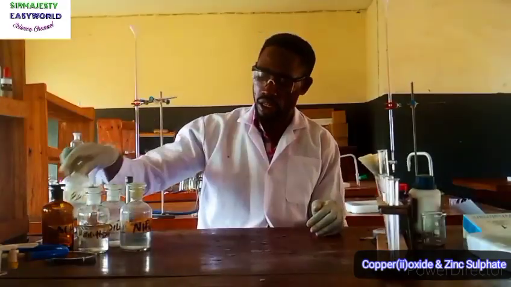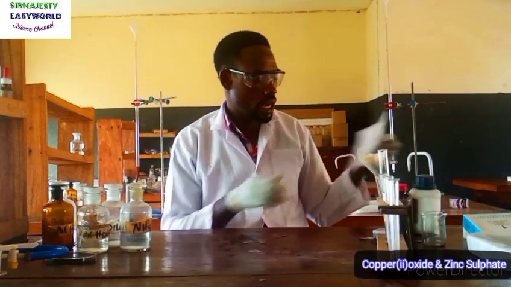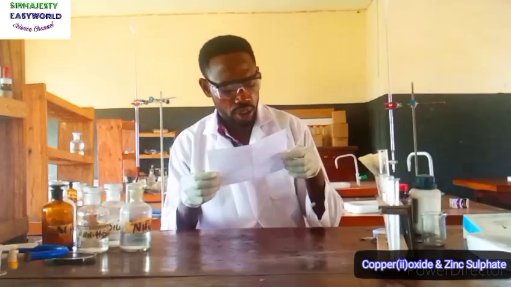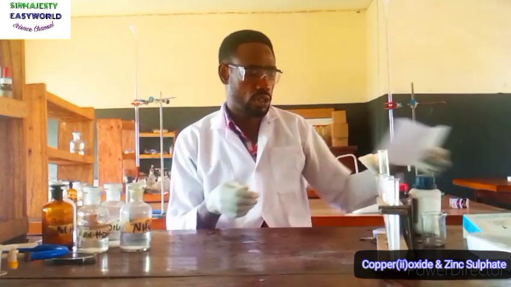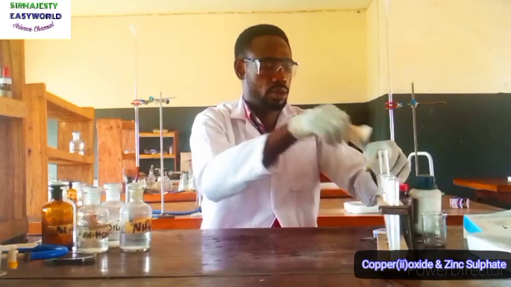The next is the residue. According to them, with the help of a spatula, we should now add the residue to a boiling tube and add about 5 cm³ of H2SO4. Okay, this is my residue.